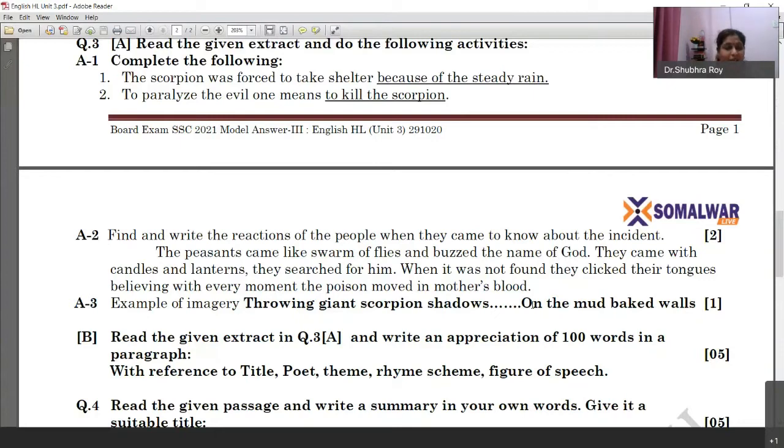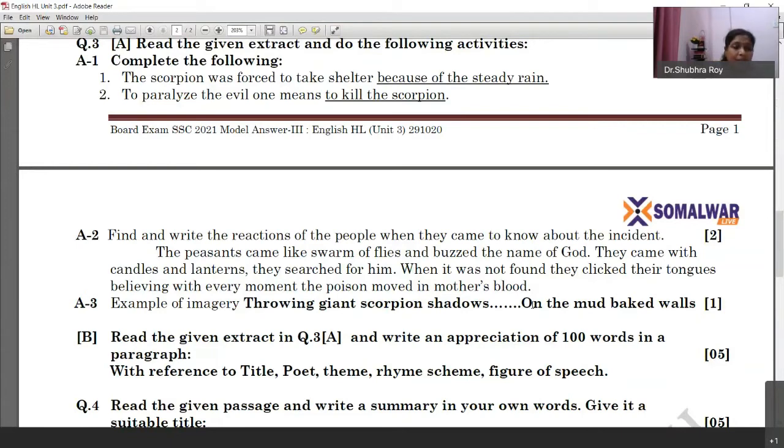Now, the third question is a poetic device question where I have asked for an example of imagery. This is the example of imagery: throwing giant scorpion shadows on the mud-baked walls, and state what it indicates. It indicates that they are all searching, and the people can actually see the scorpion in front of them, and that is why they're saying throwing giant scorpion shadows on the mud-baked walls. The mud-baked wall also indicates that they live in a village. So this is how you can explain the imagery.